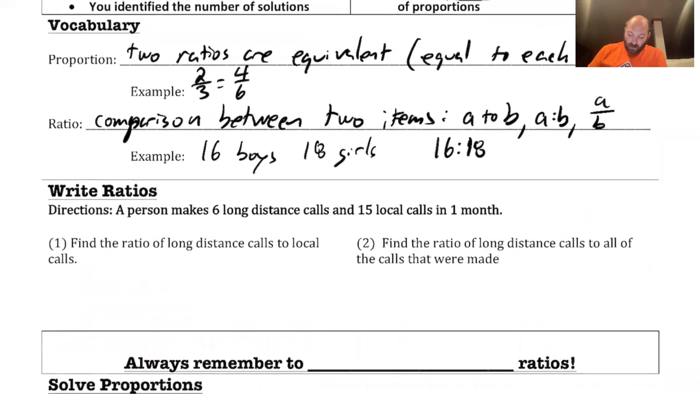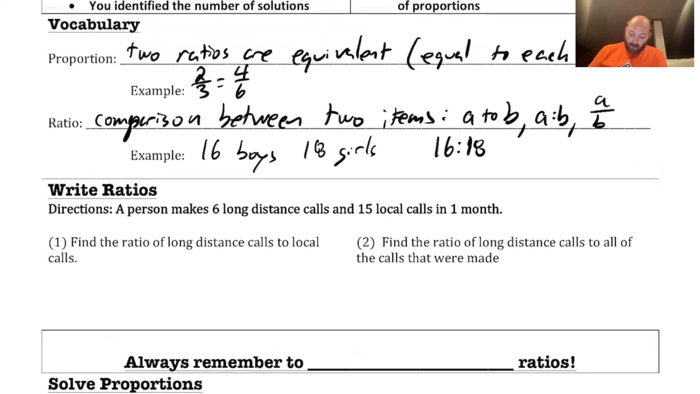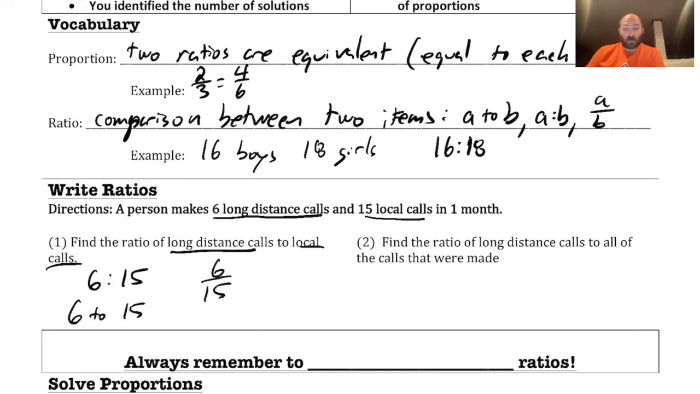So, writing ratios. Here's a couple examples. A person makes 6 long distance calls and 15 local calls in 1 month. Find the ratio of long distance to local. I want long distance first, that was 6, to local. So I could do that as 6 colon 15, or I can write 6 to 15, or I can write 6/15.